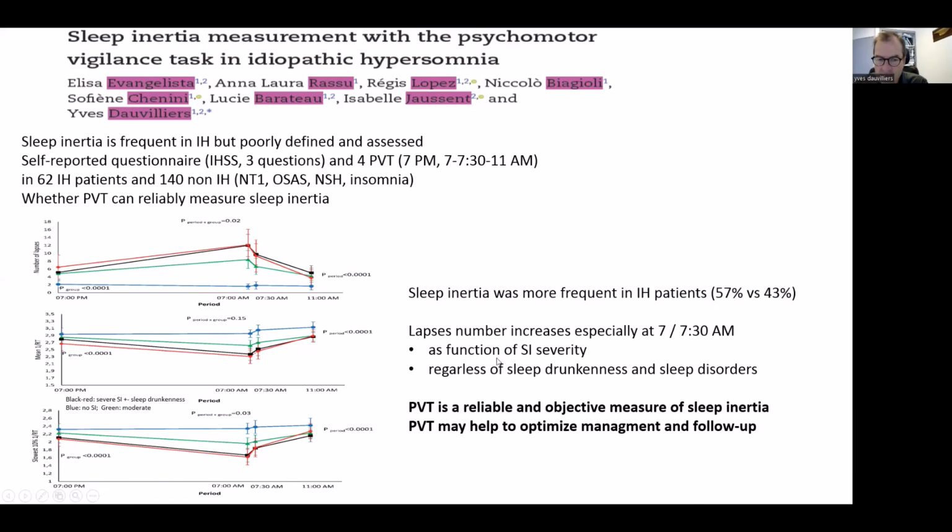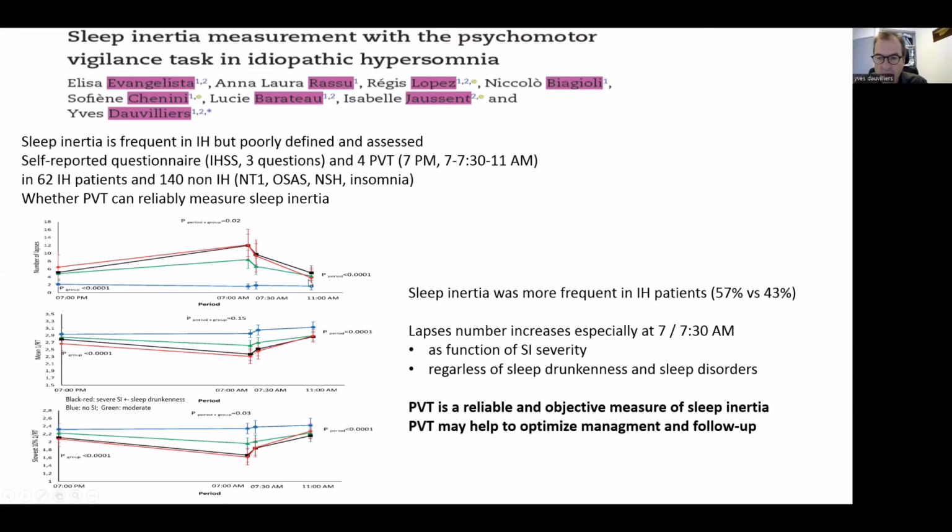And based on the PVT, as you can see here, there's a huge increase in lapses, but we also use other metrics, but let's focus on lapses, 500 milliseconds. The number of lapses increased at 7 a.m. and 7:30 a.m. compared to 7 p.m. as a function of sleep inertia complaint.